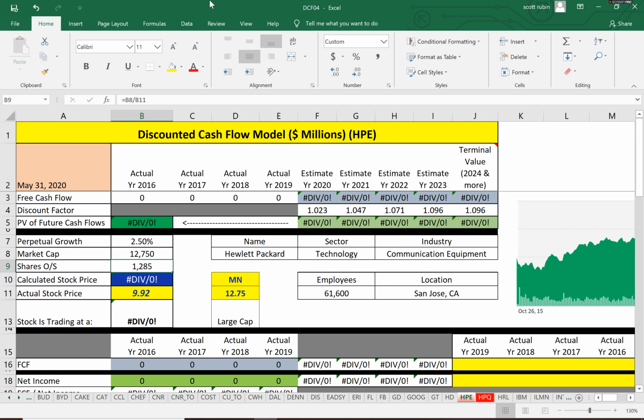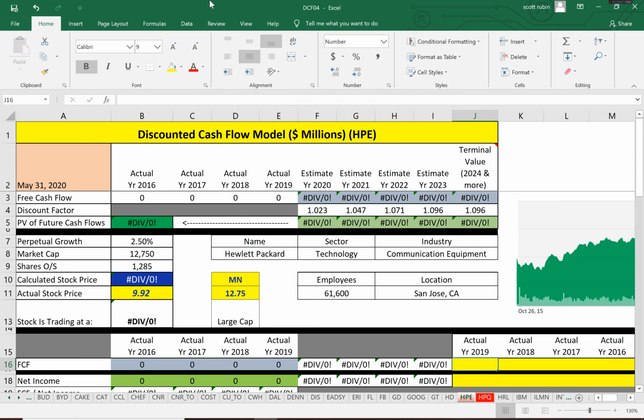What we're going to do today is estimate the future free cash flow of this company, then discount that dollar amount back to today, and then we get a value for the entire company. And we have to divide that value by 1.3 billion to get the stock price. And we're going to see if the stock price is higher or lower than they're currently trading at.